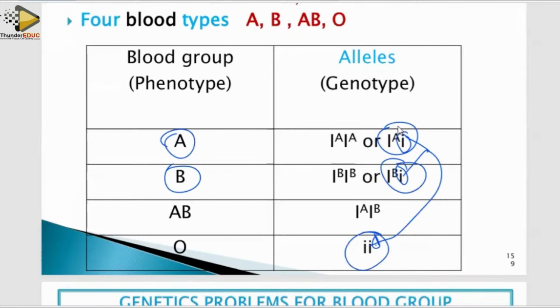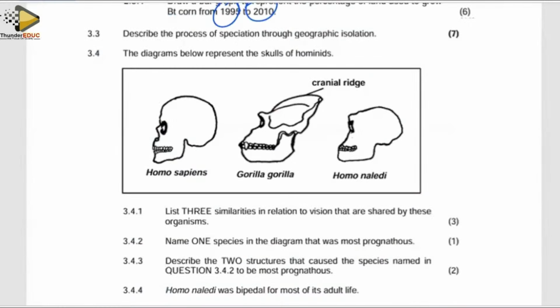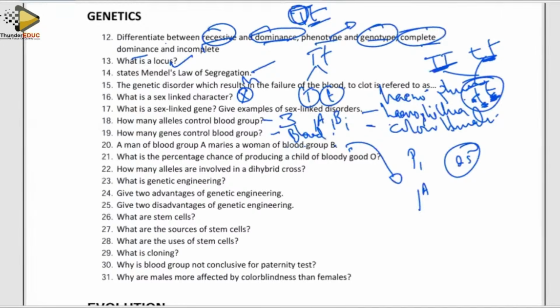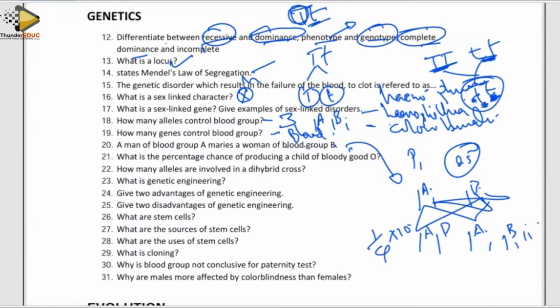So basically, you see the percentage chance of producing a child of blood group O. If A is like this and B is like that, then you are going to have AB, you are going to have A, you are going to have B, and then you have the small i, small i. So basically you have 1 out of 4 times 100, which gives me a 25% chance. That's why I say it looks to be a 25% chance.